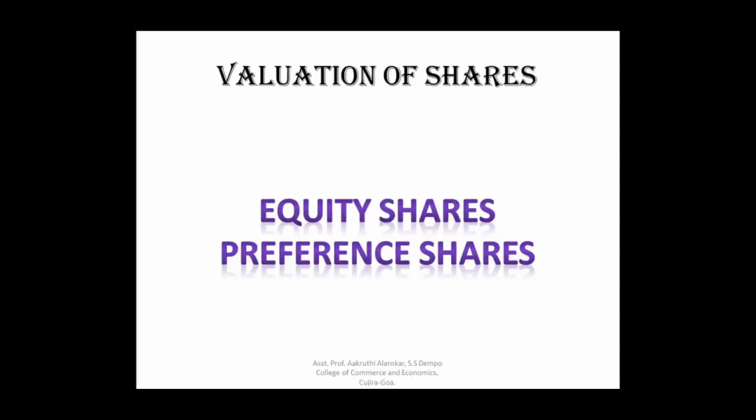Now to begin with, we all know that there are two types of shares which can be issued by the company. The first one is the equity shares and the second one is the preference shares. The investors who have bought the equity shares are usually called the owners of the company, whereas that is not the case in preference shares.